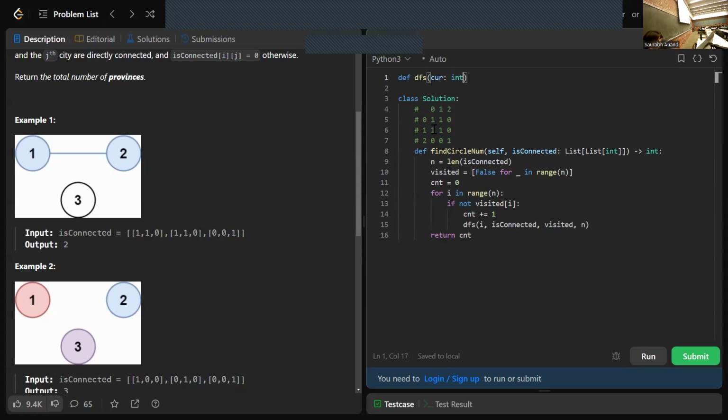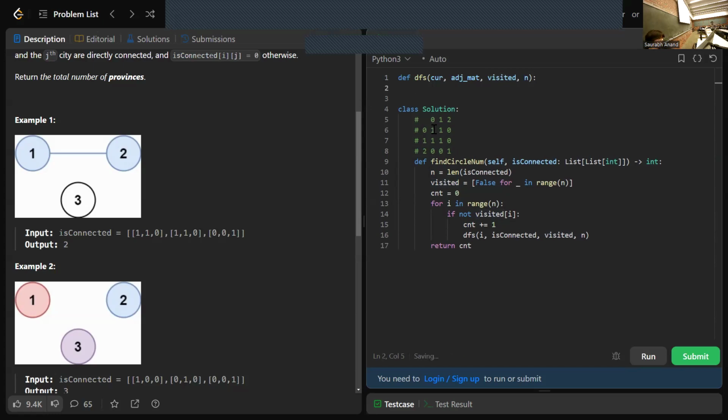So I'm gonna have a parameter called current, which is basically like the vertex that we're currently at. And I'm defining that as an int as well. That type int isn't really necessary. I'm going to delete that. We have the adjacency matrix, which they call is connected, but I'm going to call it adjacency mat here. The visited array, like what's already been visited, and then n as well.